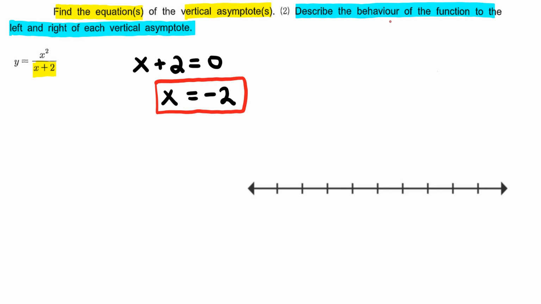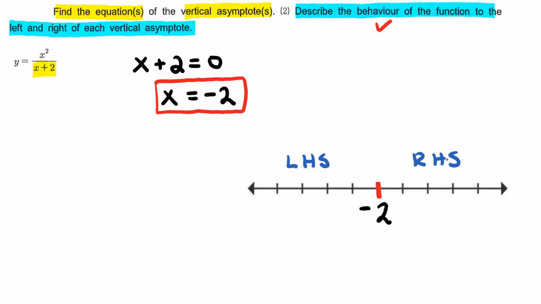And then I need to describe the behavior of this function to the left and the right of each vertical asymptote. Okay, so in order to do that, what I normally like to do is I draw a number line here and I put that value where we have the vertical asymptote on that number line. And I want to look at the left-hand side, and I also want to look at the right-hand side of that vertical asymptote to see how it behaves.